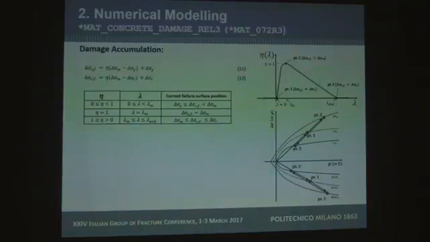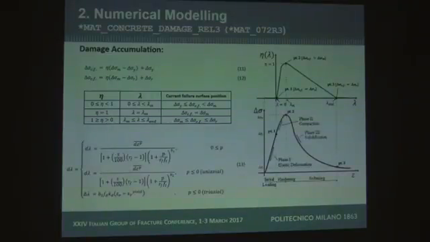The relative position of the current failure surface can be defined by means of two different linear interpolation functions that we have here. This eta parameter, which is called the damage parameter of KCC, is itself a function of another parameter, which is called lambda. This is the accumulated effective plastic strain of the KCC model.